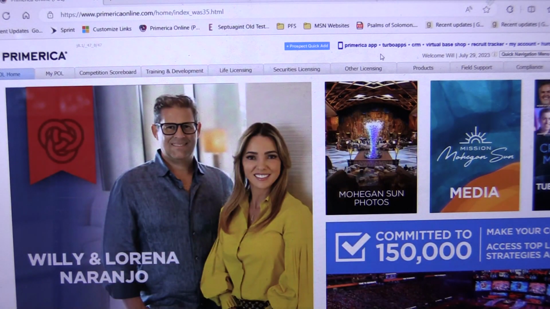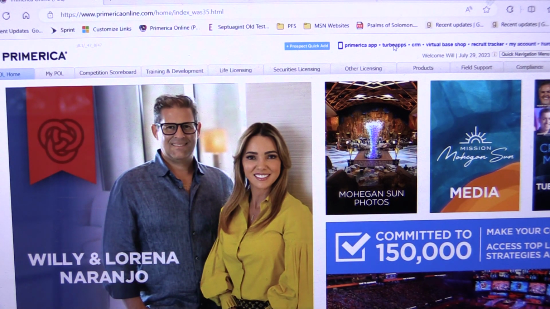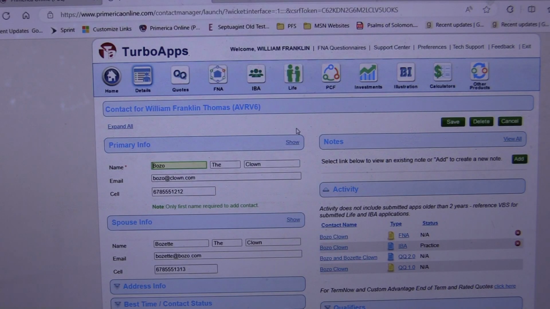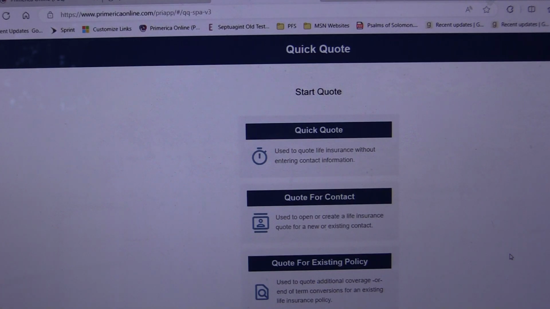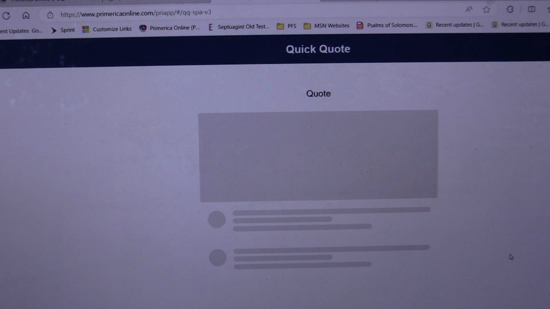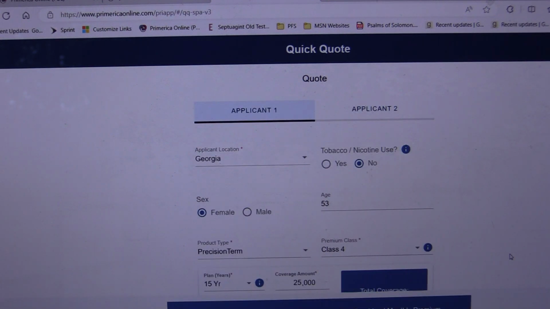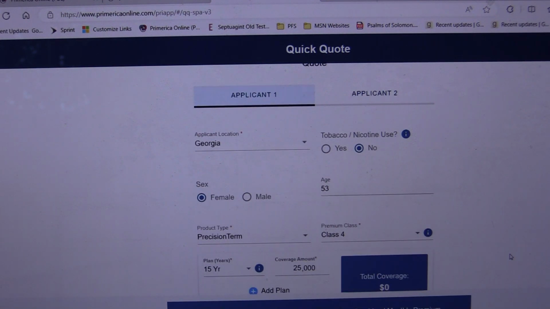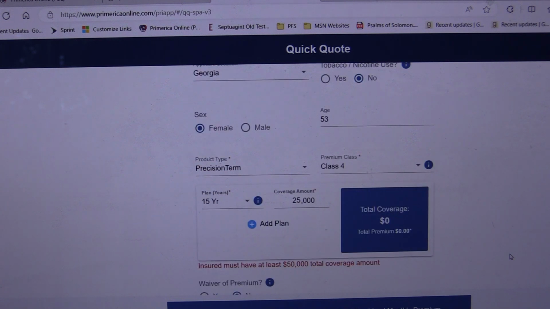While we're here, we can show her where to get the quotes. Yeah. Okay, so we'll show you how you do quotes. Go to, see right here where it says Turbo Apps at the top? Click on that. So go to quotes. There we are. Okay, quick quote. Quote from contact. Georgia, non-tobacco user, female, precision term. Okay, so that's what it was.